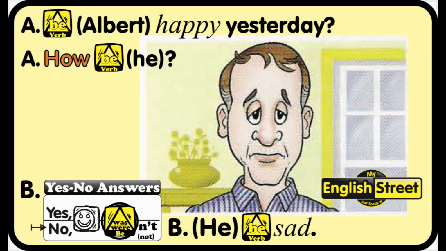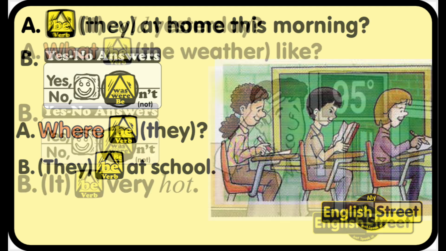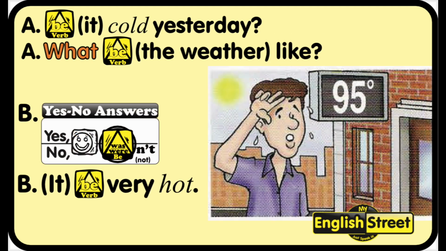Was Albert happy yesterday? No, he wasn't. How was he? He was sad. Were they at home this morning? No, they weren't. Where were they? They were at school. Was it cold yesterday? Yes, it was. What was the weather like? It was very hot.